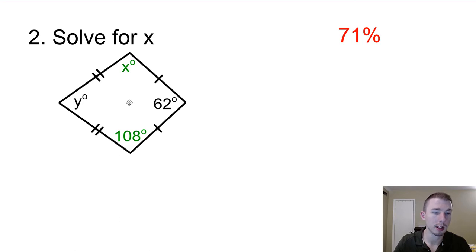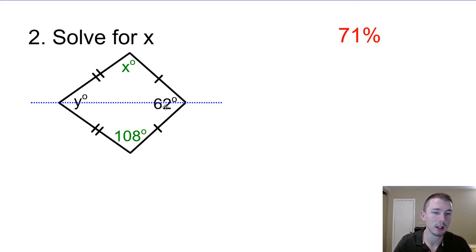But on this one, we have a line of symmetry. In this case, because that side corresponds with that one, and that one goes with that one, we have a horizontal line of symmetry. So anything that's on this side is going to be the same as that side as well, which means that angle x and angle 108 are going to be exactly the same. So x would be 108.